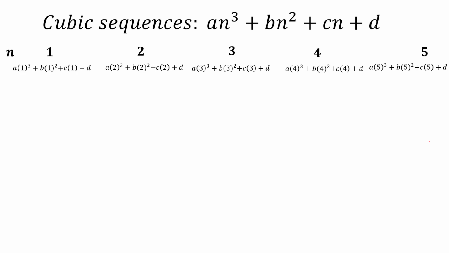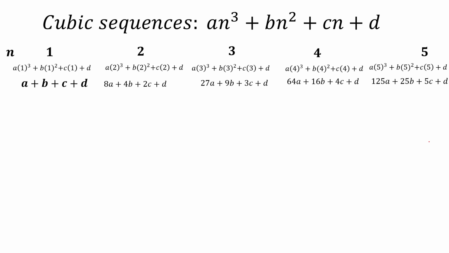And what that means is that when I simplify these, the first term of every single cubic will look like this: a plus b plus c plus d. Because it's 1 cubed, which is 1 lot of a, 1 squared, which is 1 lot of b, 1 c, and a d. Similarly, these will always be the second, third, fourth, and fifth terms of my cubic sequence. Now we don't know what a, b, c, and d are, but when we get our actual sequence, we will.